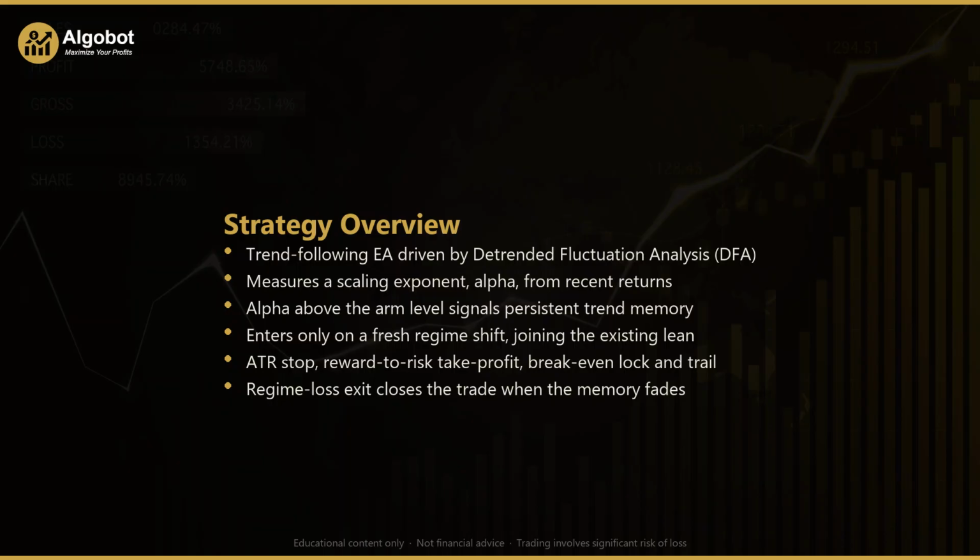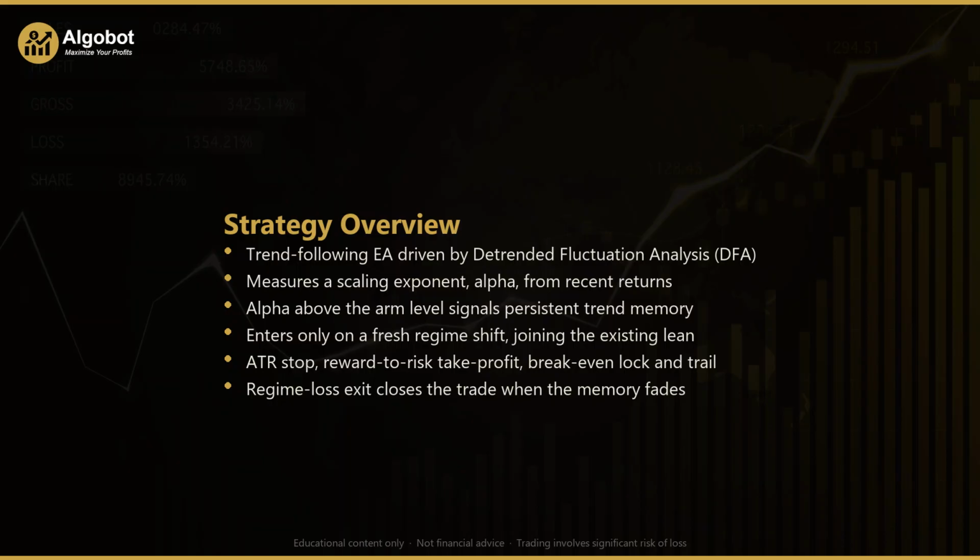worth trading. When alpha climbs above 1/2, the series is described as persistent, meaning up moves tend to be followed by up moves and down moves by down moves. That persistence is where real trend memory lives. When alpha falls below 1/2, the series is anti-persistent, which tends to look choppy and mean reverting.